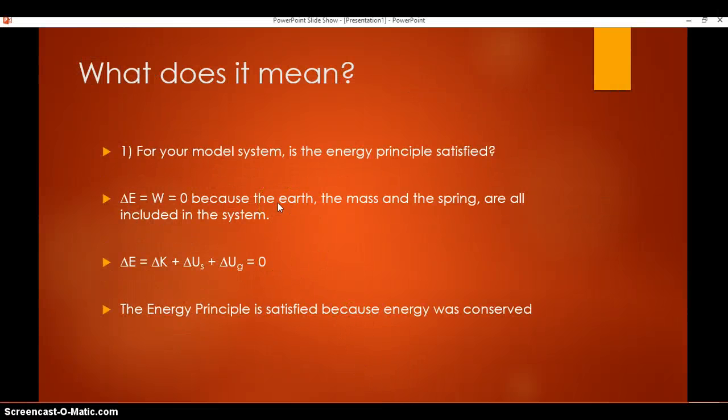So what does it mean? For your model system, is the energy principle satisfied? The work done by the surroundings is equal to the change in energy, but because there's nothing in the surroundings, with the Earth, spring, and mass being in the system, then the work and by extension the change in energy should be zero. There is no outside work done to this system, so W is equal to the change in energy. And the change in energy on the graph is zero, which confirms that the energy principle is satisfied. But if you zoom in really close, it's not completely equal to zero, and this is mainly due to the fact we didn't account for slight air resistance.